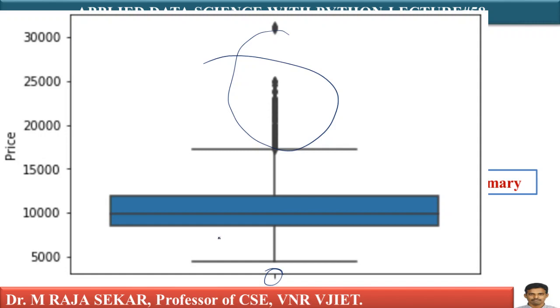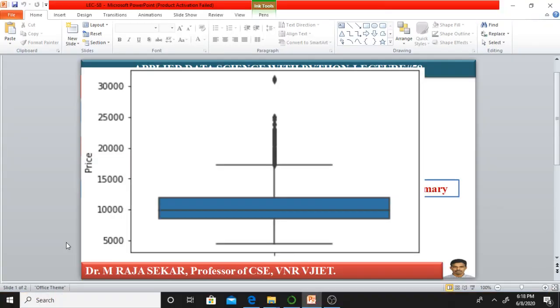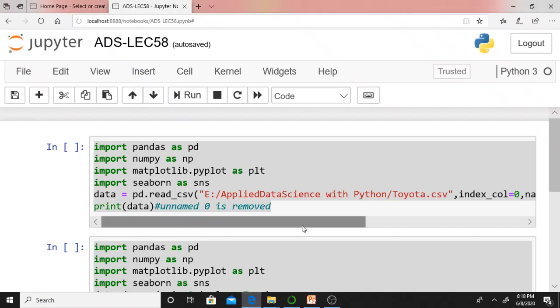A box plot is based on the 5-number summary, which I already discussed. Now, this is the basic interpretation of this box plot. I will continue my discussion on the box plot in the next lecture also. Before concluding this class, let me go to Jupyter Notebook and we will try to analyze this output.